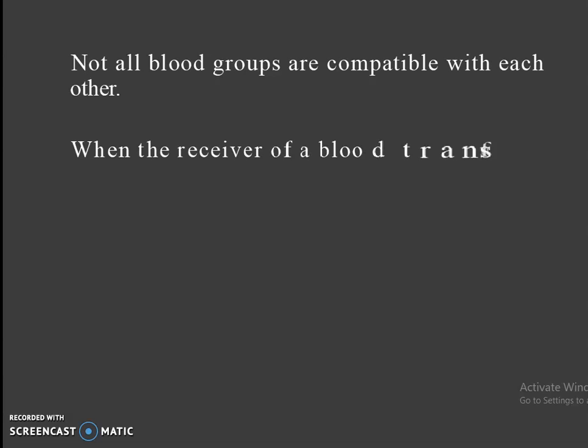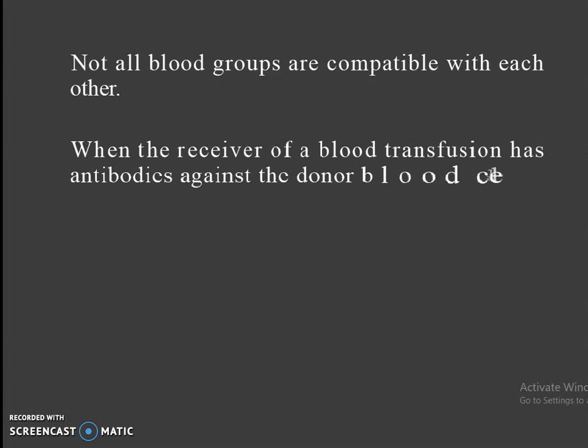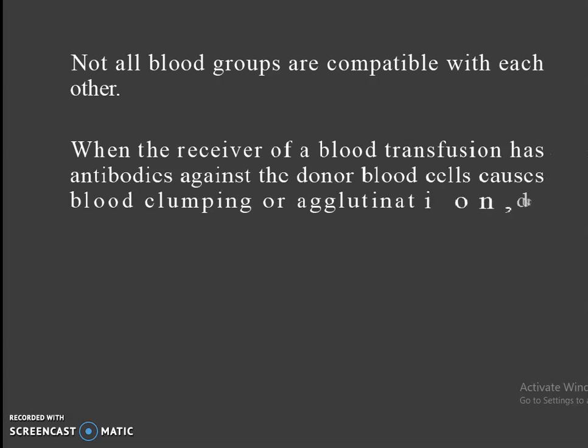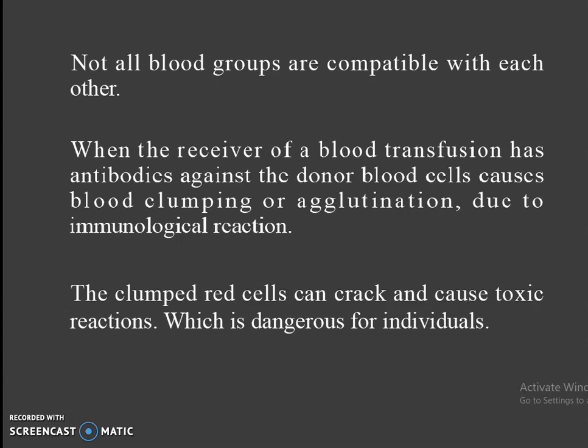So now we are going to discuss the blood groups. What is the importance of blood transfusion? We all know the normal blood volume in a healthy adult is approximately 5 liters. This volume of blood is always maintained by homeostasis mechanisms.